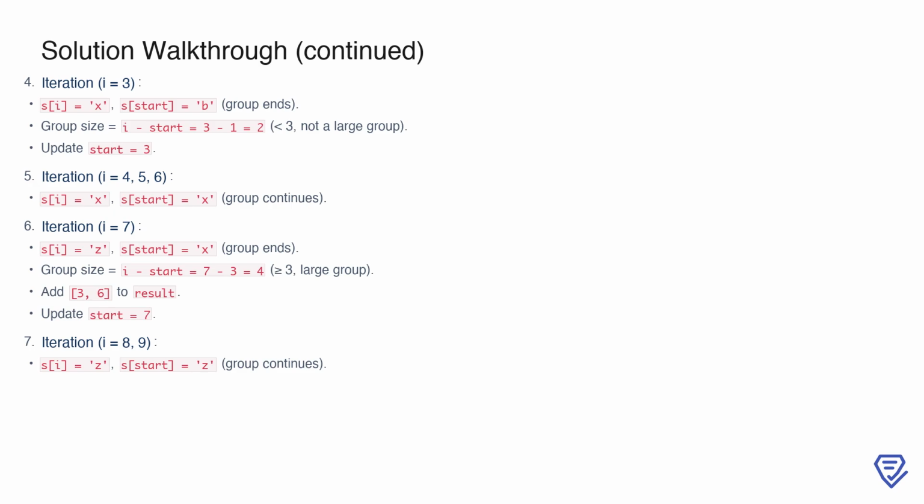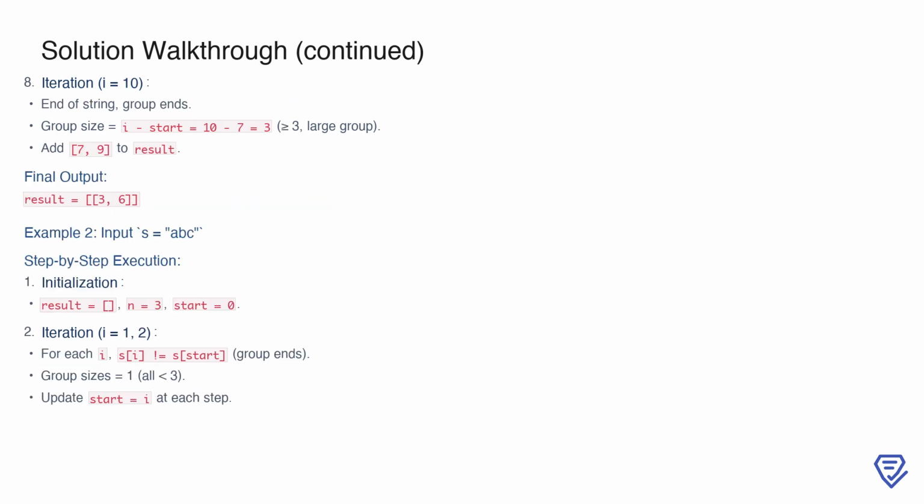For i equals 8 and i equals 9, the character remains Z, so the group continues. When we reach i equals 10, which is the end of the string, the current group concludes. The group size is calculated as i - start, which equals 3. Since this is at least 3, we add the range [7, 9] to the result list. At this point, we have finished processing the string, and the final output for this example is result equals [[3, 6], [7, 9]].